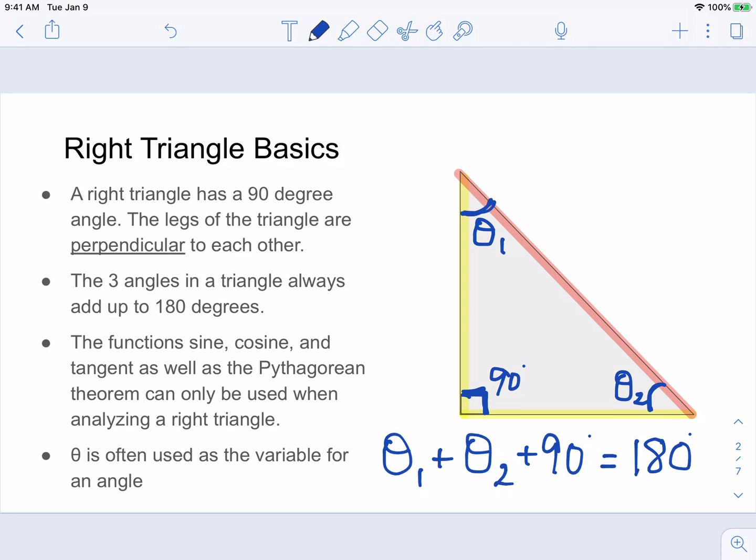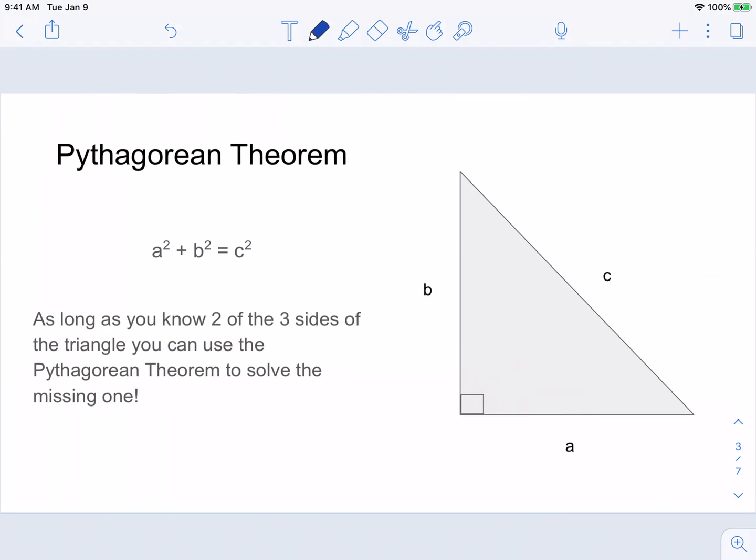Another thing that we're going to do is use the sine, cosine, and tangent functions, as well as the Pythagorean theorem, to solve for missing pieces of information on a right triangle. That opens up another range of relationships that we can use to our benefit if we have a right triangle. All right, so if you take a look over here, I want to talk a little bit as a refresher about the Pythagorean theorem. The Pythagorean theorem is looking at the sides of the right triangle.